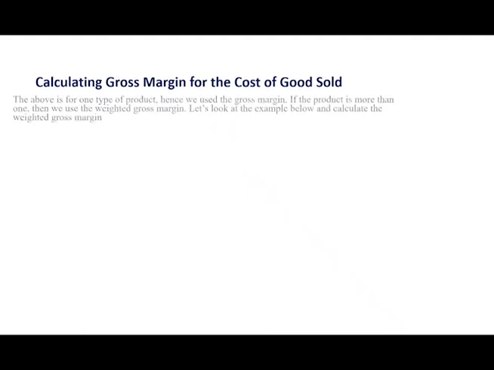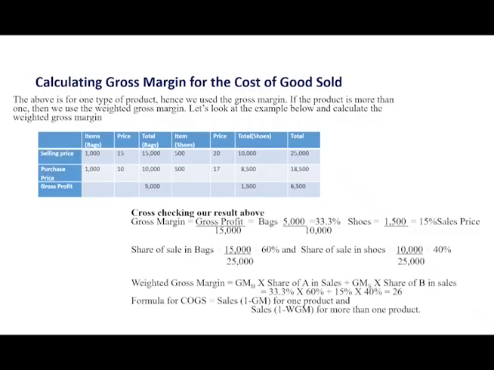The above is for one type of product, hence we used the gross margin. If the product is more than one, then we use the weighted gross margin. Let's look at the example below and calculate the weighted gross margin. Study the diagram, cross-checking our result above using the formula we have. Gross margin equals gross profit divided by sales price, which for bags is 5,000 in profit divided by 15,000 selling price, making a total of 33.3%. For shoes we have 1,500 gross profit divided by 10,000 selling price, making a total of 15%.